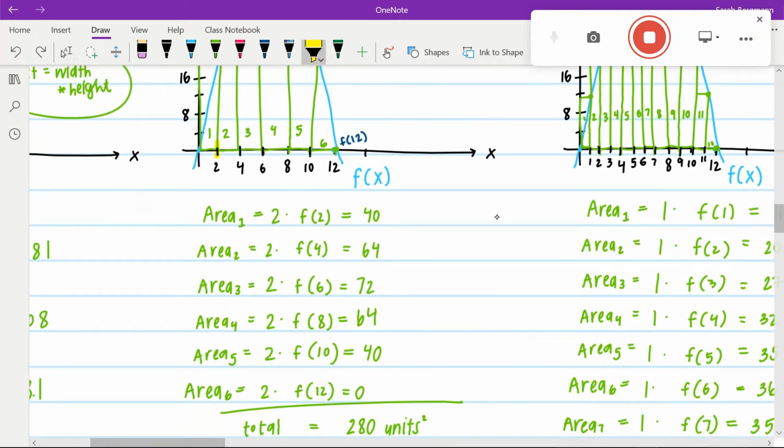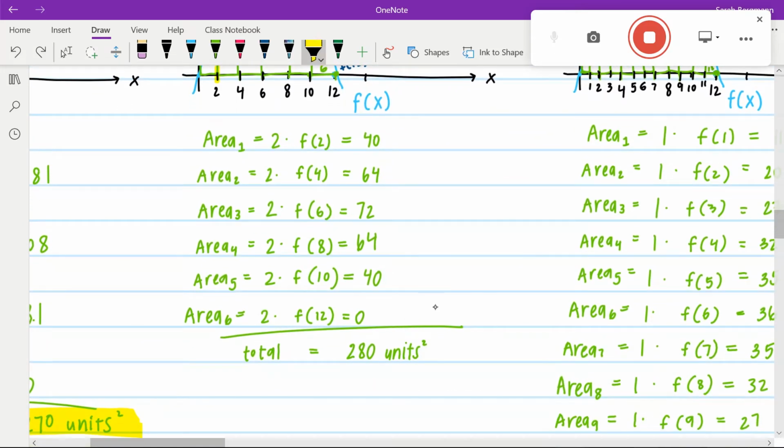So I did area 1 equals 2 times f of 2, since 2 is the right endpoint of the first segment. For the second segment, the right endpoint is 4, so that's how I knew to use f of 4 for the height. For the third rectangle, 6 is the right endpoint, so I knew to use f of 6 to find the height, and so on. Once I do that for all 6 rectangles and multiply each of the heights by the width, all I have to do is add up all 6 areas to get the total area approximation.